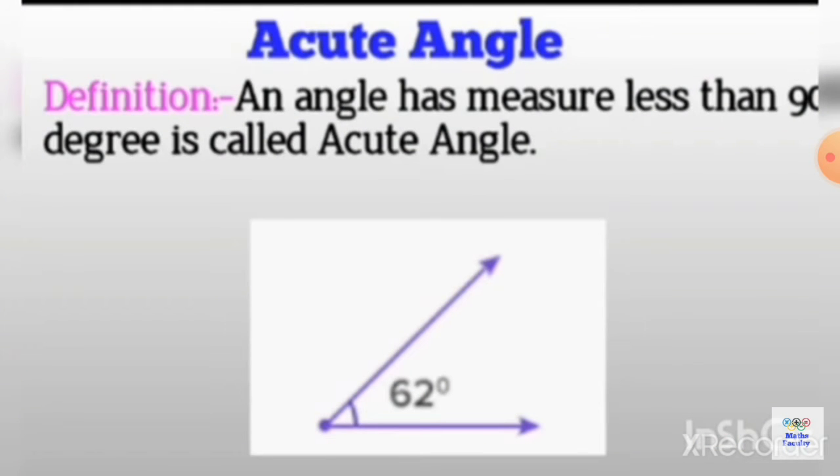What is an acute angle? Definition: an angle whose measure is less than 90 and more than 0 is called an acute angle. You can see that 62 is less than 90 and more than 0. Okay, it is an acute angle. You should draw an angle with a protractor.